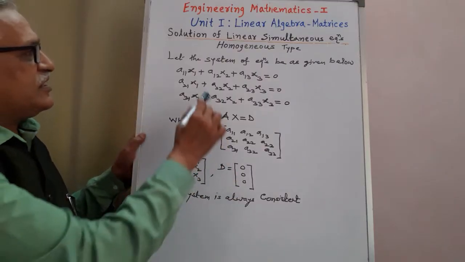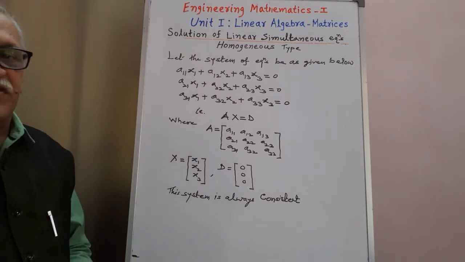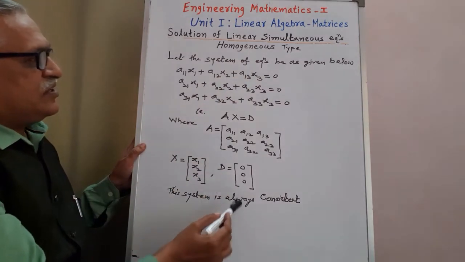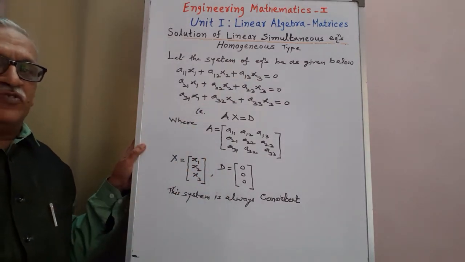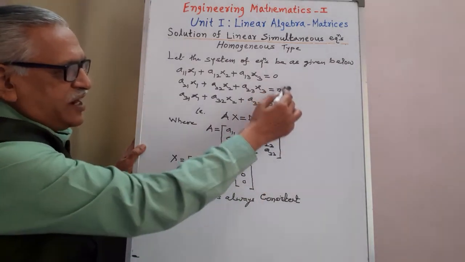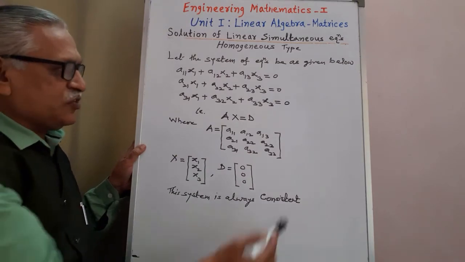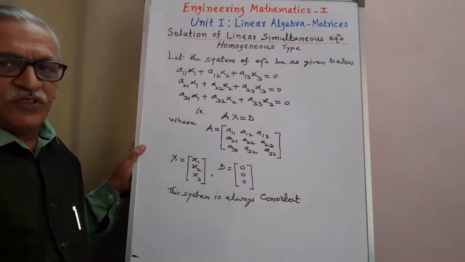In today's lecture, I will discuss the second type of linear simultaneous equation, that is the homogeneous type of equation. How can we identify whether the equation is homogeneous or non-homogeneous? It's very easy. If the values on the right hand side of the equation are equal to 0, like this, then that system is called homogeneous.